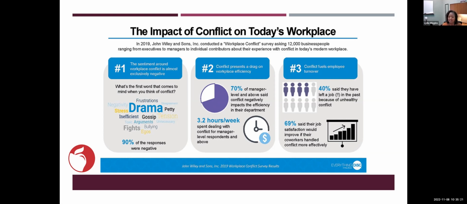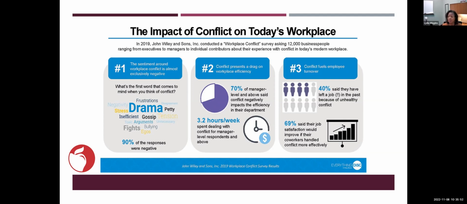Wiley, who handles the DISC assessments. That frustration, the drama, the gossip, the fights, bullying, all of those words are negative in association when it comes to conflict resolution or conflicts. Conflicts also drag on and exhaust workplace efficiency. Almost 3.2 hours a week are spent on dealing with conflict, whether that be from the managerial lens or from your lens particularly. And again, conflict isn't always a fight.